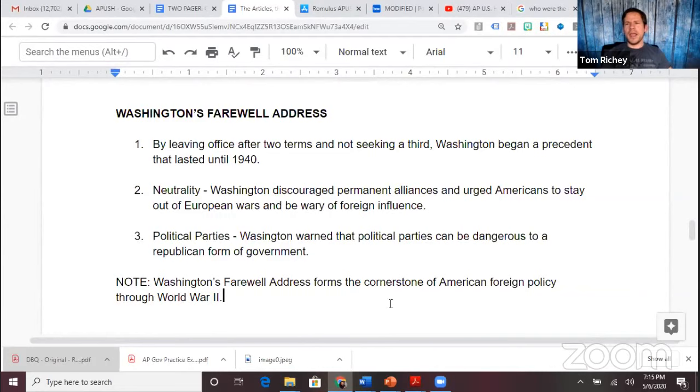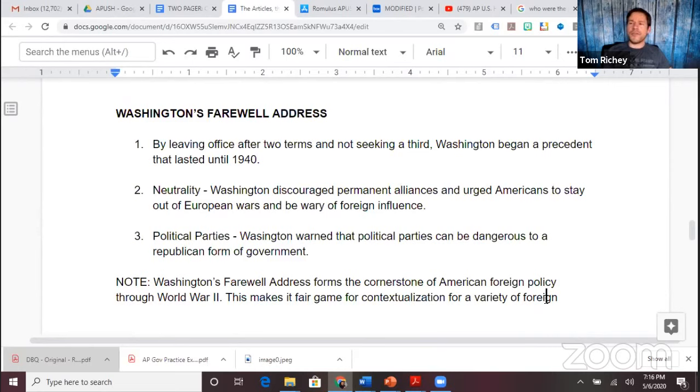So this makes it fair game, okay? So fair game for contextualization for a variety of foreign policy prompts, okay? So when you think about this, a variety of foreign policy prompts can be contextualized. Now, not every foreign policy prompt, but there are lots of them.